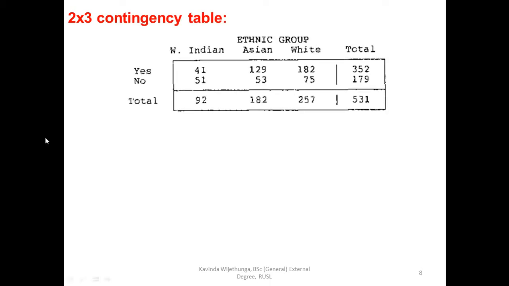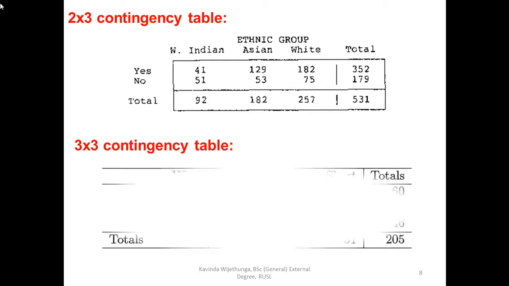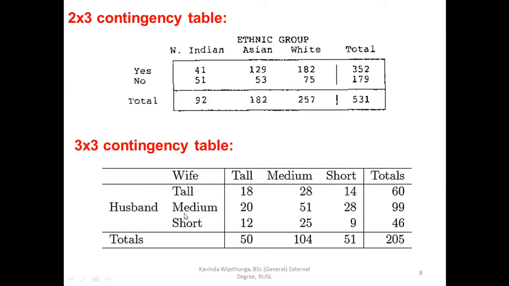2 into 3 contingency table. You can see here there are 2 rows and 3 columns. This is a 2 into 3 contingency table: number of rows into number of columns. 3 into 3 contingency table. There are 3 rows and 3 columns. This is a 3 into 3 contingency table.